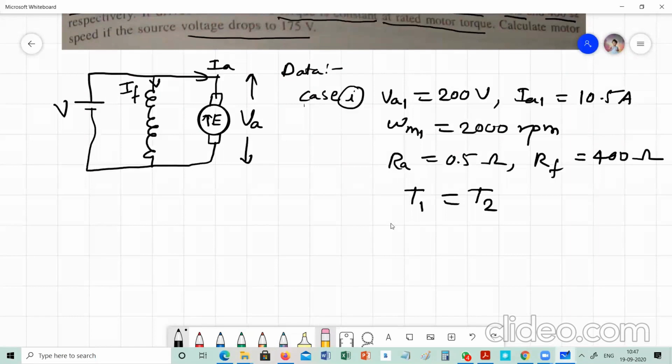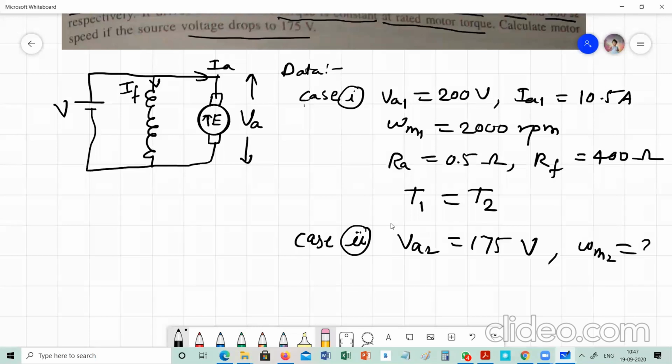In the second case, the voltage is dropped to VA2 equal to 175 volt, and they have asked to calculate what the speed will be in that case. Omega m2 is equal to what? This is the data they have given.